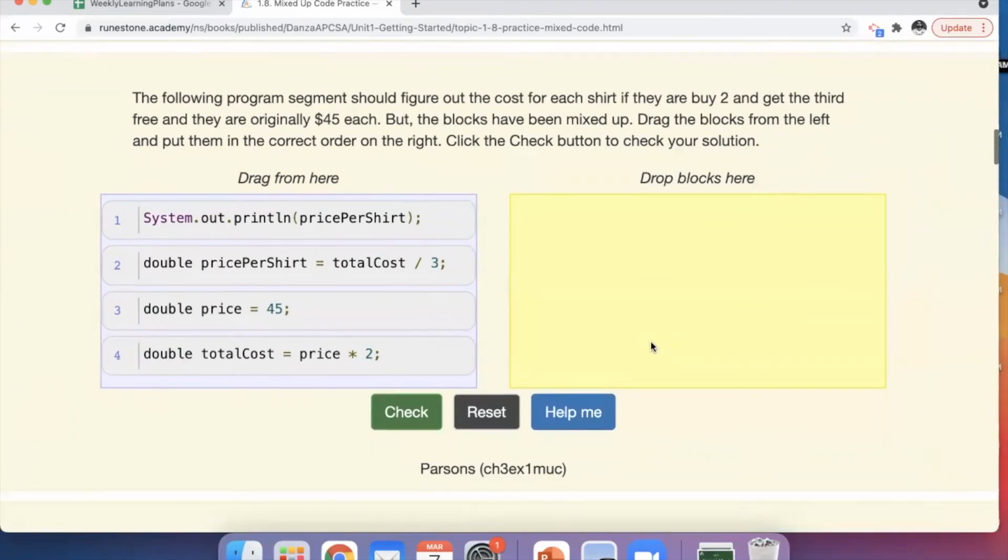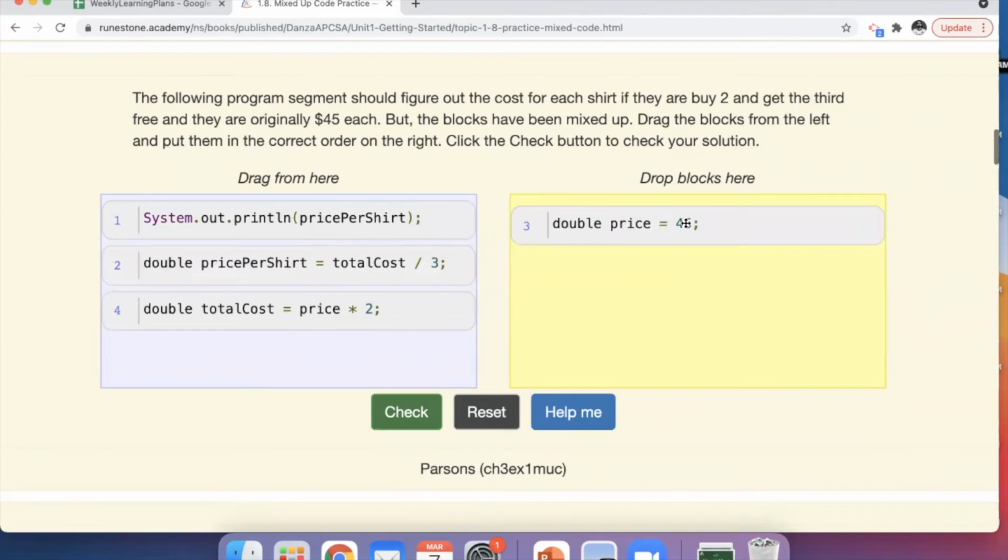All right, next one. The following program segment should figure out the cost for each shirt if they are buy two and get the third free. And they're originally $45 each. Okay, so first, what we want to do is declare the original price. It's a double. Okay, the price is $45. So it looks like the initial price is. And then it says the price per shirt is equal to the total cost divided by 3. And also there's a total cost equals price times 2.